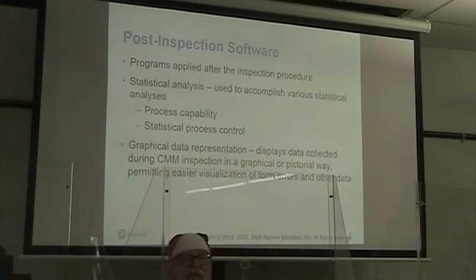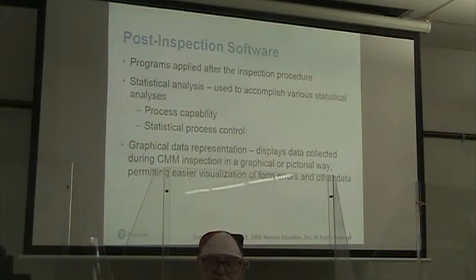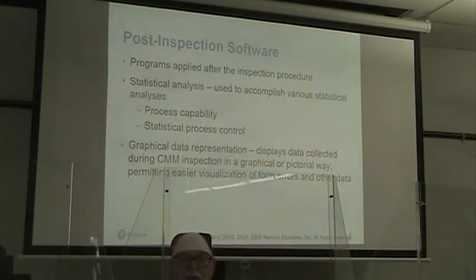We have graphical data representation, displaying our data collected during our coordinate measuring machine inspection in a graphic or pictorial way that gives us an easier way of visualizing any form errors and other data that might be relevant.